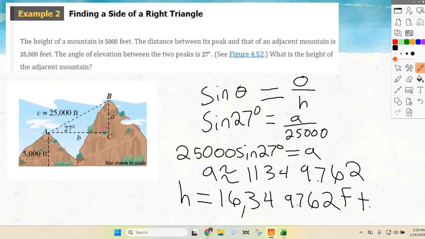We have one last question where we're going to look at our cosine. We'll do that one on Tuesday, because we are out of school on Monday.